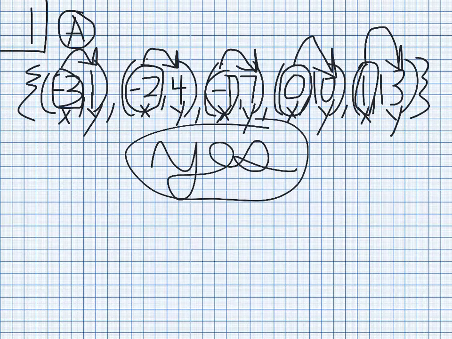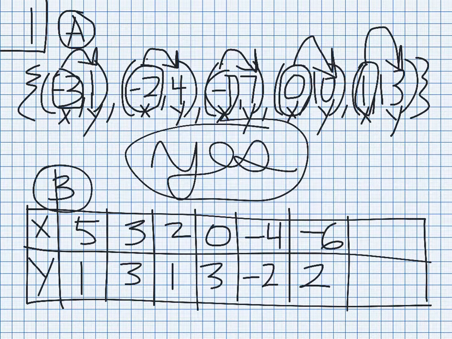the next one here, part B. And part B says, again, we're just determining if this is a function. So what we do is we look at every husband. We've got 5, 3, 2, 0, -4, and -6. Do all those husbands only have one wife? Yeah. 5 only has 1, 3 only has 3, 2 only has 1, 0 only has 3, -4 only has -2, and -6 only has 2.